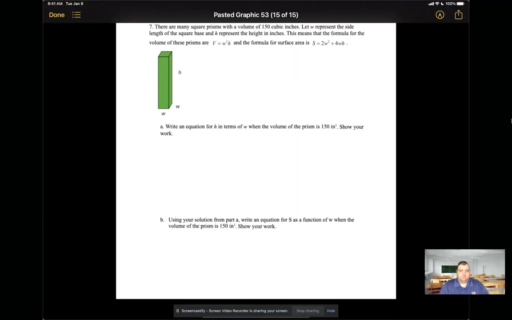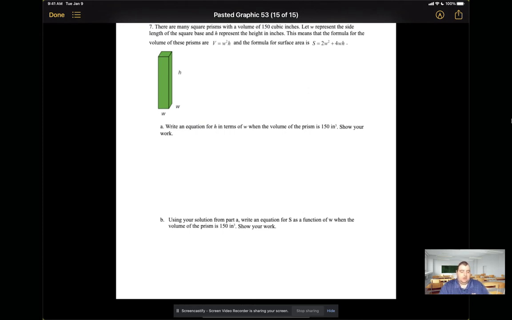Number 7. There are many square prisms with a volume of 150 cubic inches. Let W represent the side length of the square base and H represent the height in inches. This means that the formula for the volume of these prisms is V equals W squared H, and the formula for surface area is S equals 2W squared plus 4WH.